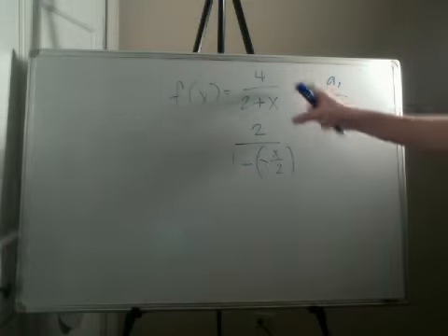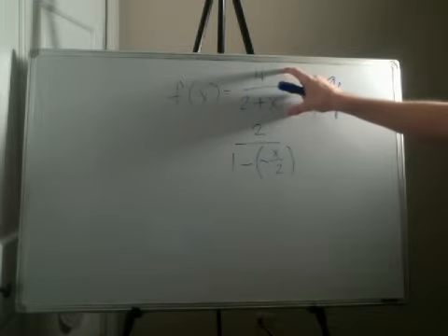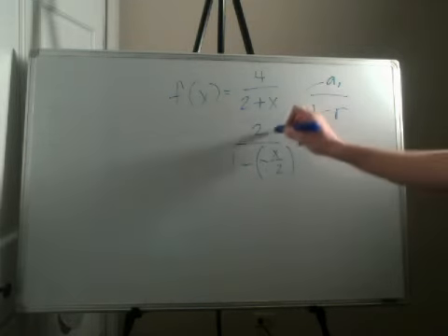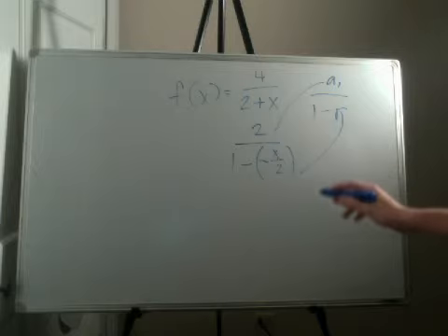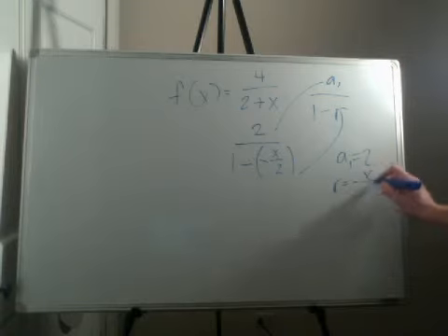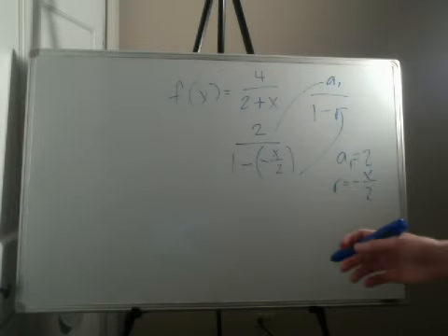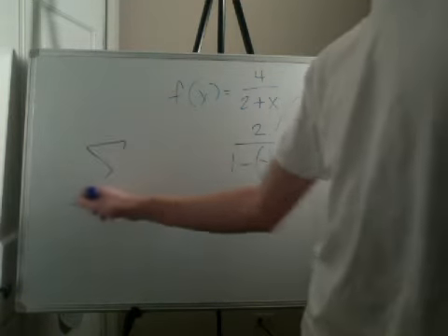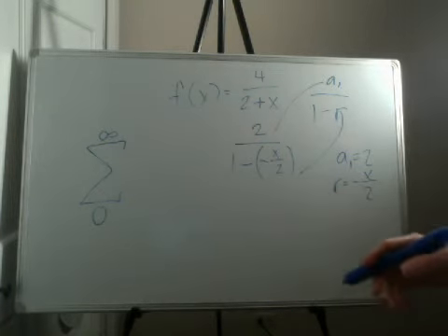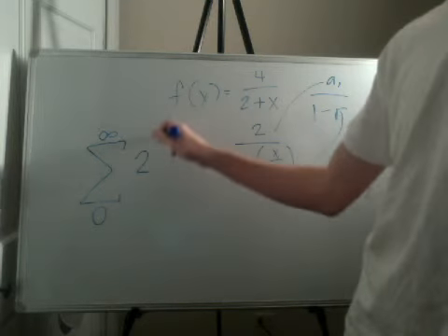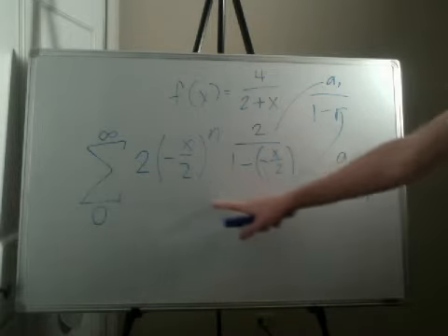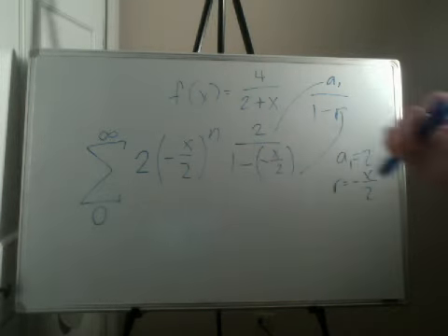So what we have is that this right here is the infinite sum of the geometric series. Now that we have it in this form, we can say that a sub 1 equals 2, and r equals negative x over 2. So then, to be able to write a geometric series going from 0 to infinity, you would just write a sub 1, which is 2, times the negative x over 2 to the n. And that is a geometric series whose infinite sum is represented by this function.